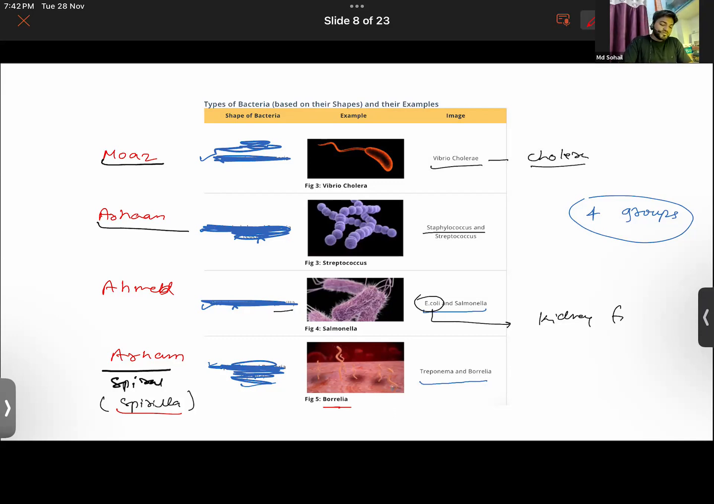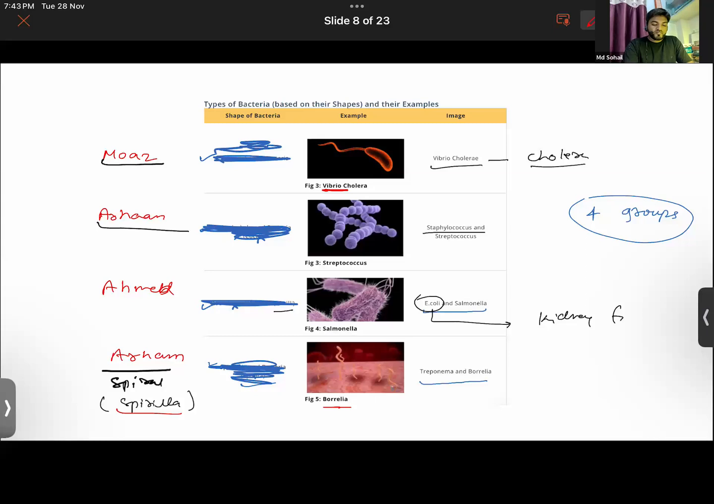Then Moaz, look at the first one. Isn't that looking like a rod shape? Is this rod shape bacteria or comma shape bacteria? The first one, look at the example here. Sir, it's rod shape. What about the Salmonella typhi? Come on, you guys answer this quickly. Can I say it's rod shape? It is a rod shape.